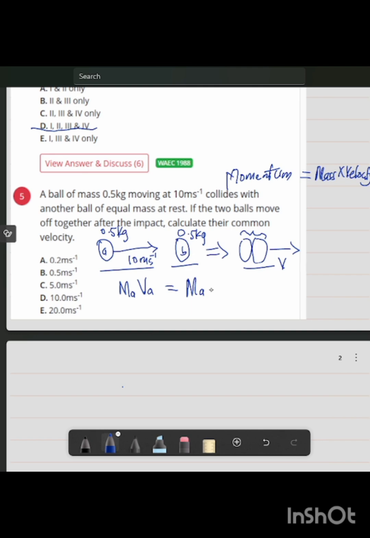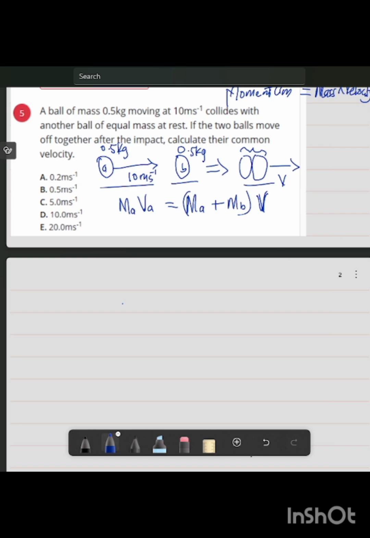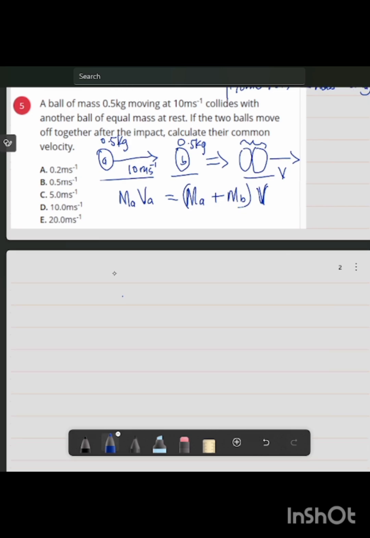All right. Taking that into cognizance, let's go into the next board. We have here 0.5 kg, which happens to be the mass of A, times 10 meters per second, which happens to be the velocity of A, is equal to 0.5 plus 0.5, all multiplied by the common velocity.